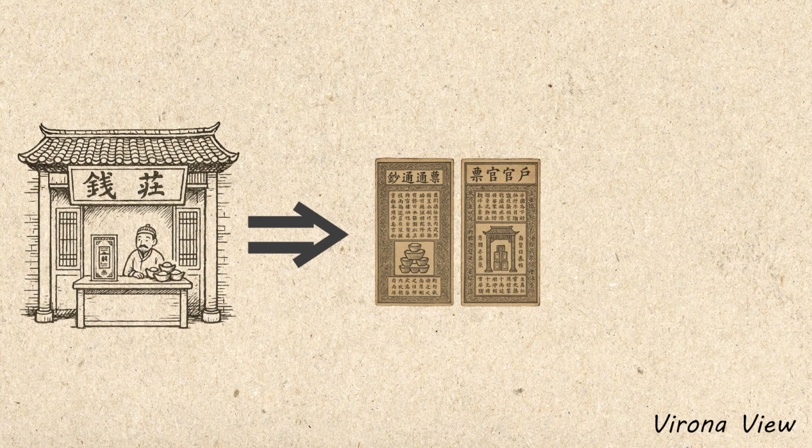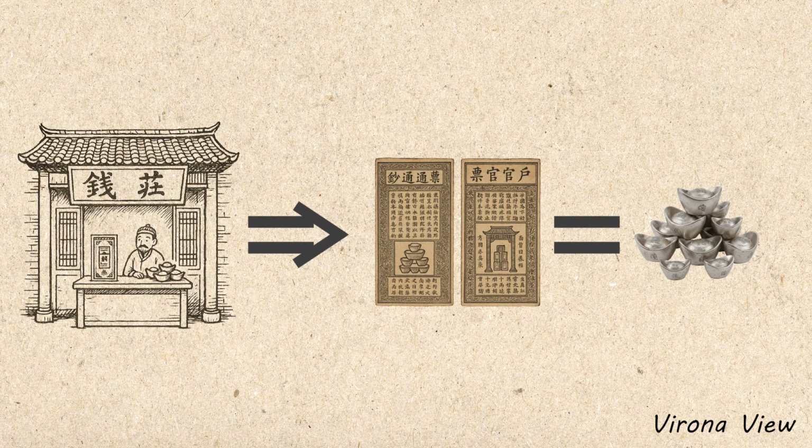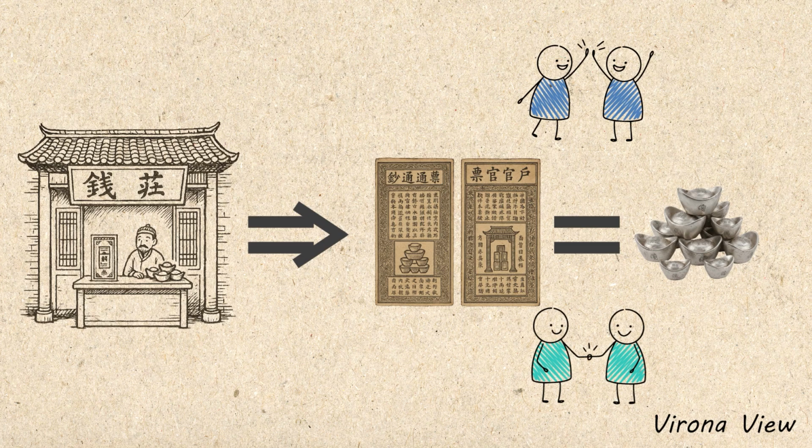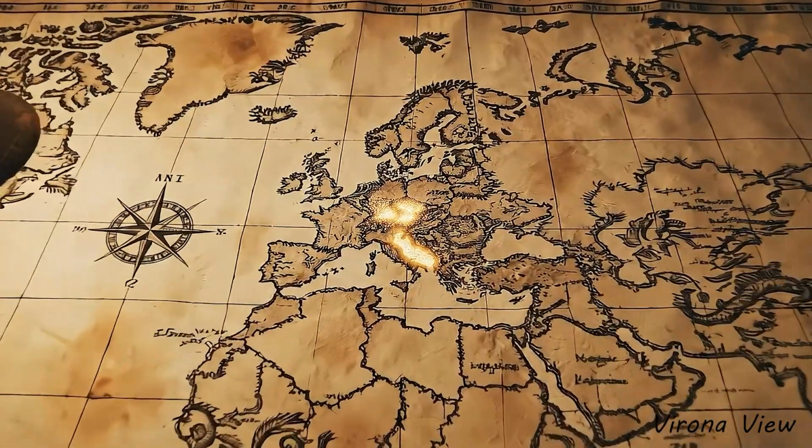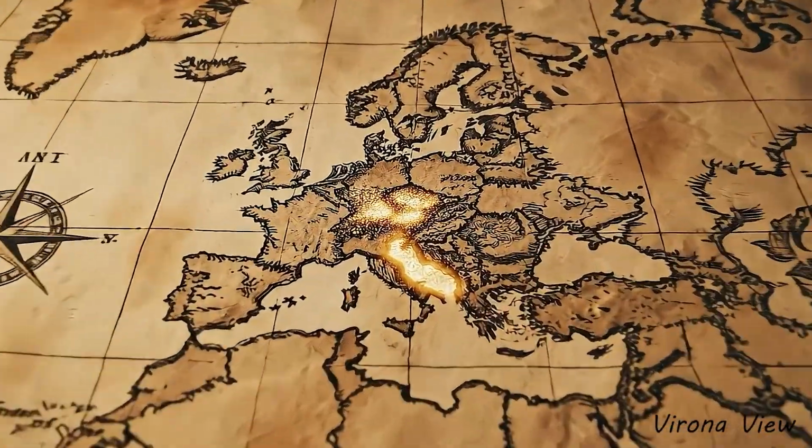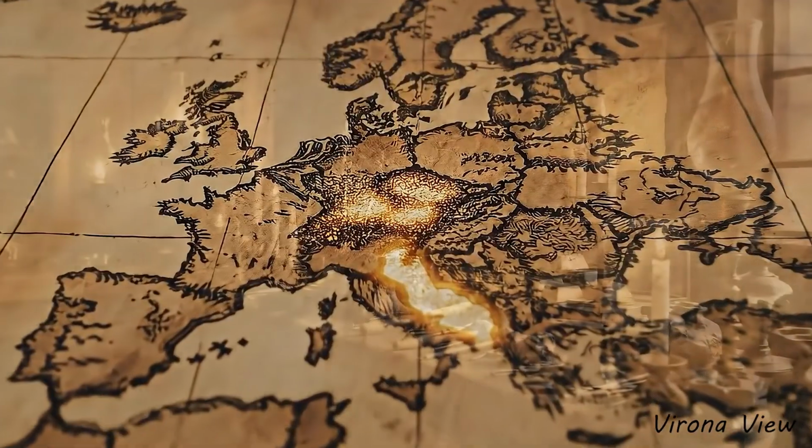A merchant could carry a single slip of paper and receive silver in another city, without hauling heavy metal across the country. But all of these papers rested on the same foundation: trust. There was no vault of gold, no physical assets backing them, only promises and the confidence between the issuer and the user. But while the East was exploring paper money built on trust, the other side of the continent was moving in a very different direction.